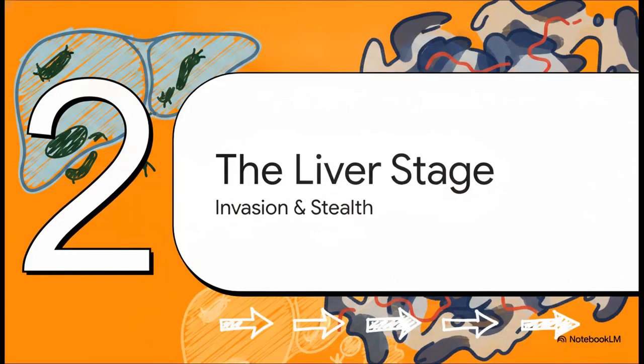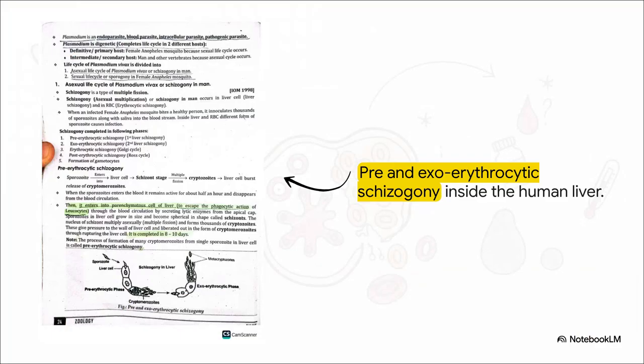Moving right along to Section 2, Invasion, the liver stage. Now, it's fascinating how this initial infiltration goes down. An infected female Anopheles mosquito bites a human and injects sporozoites directly into the blood. But they don't actually hang out there for long. Within about half an hour, they completely disappear from circulation.